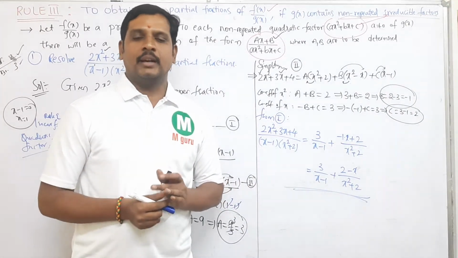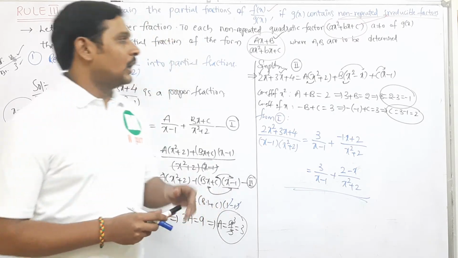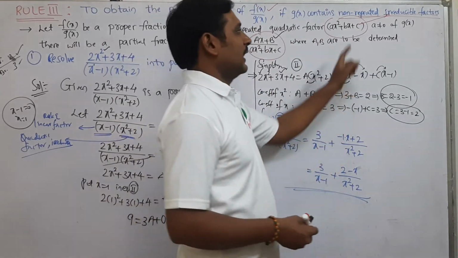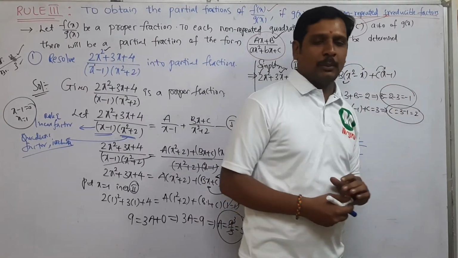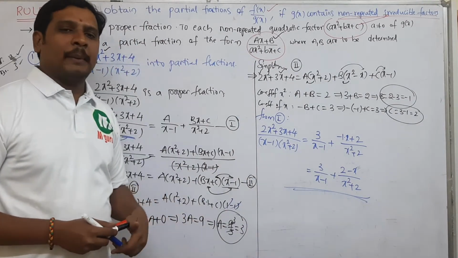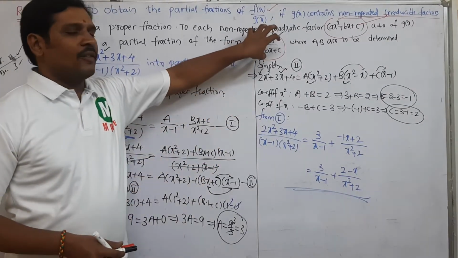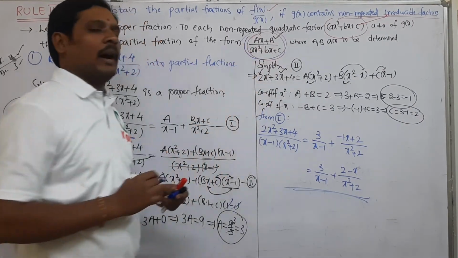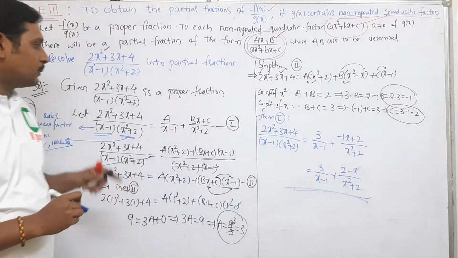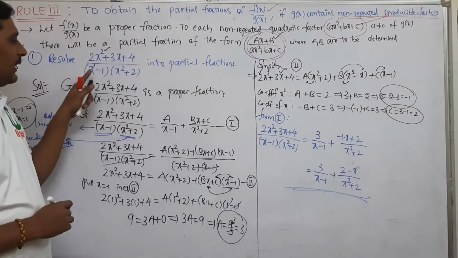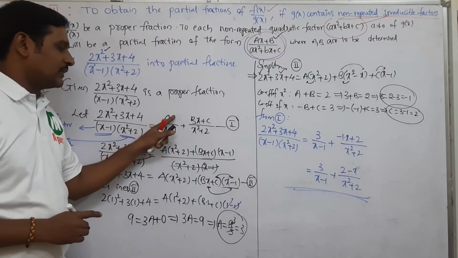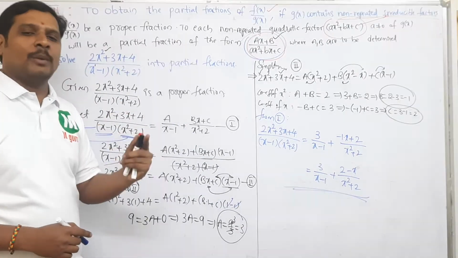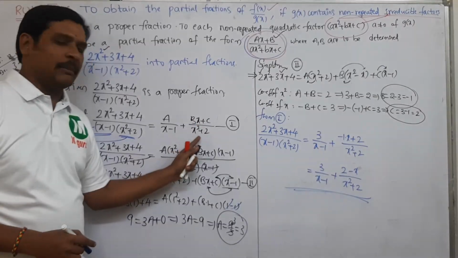Here we are solving problems of rule 3. What does rule 3 say? If f of x by g of x and g of x contains non-repeated irreducible factors, what do we need to take for each quadratic factor? We need to take a partial fraction of the form ax plus b by x square plus c. So in the given question we have verified that x minus 1 is a linear factor. That's why we took a by x minus 1. Whereas x square plus 2 is a quadratic irreducible factor. That's why we have taken bx plus c by x square plus 2.